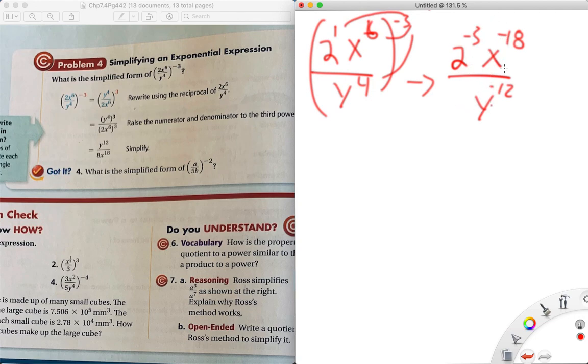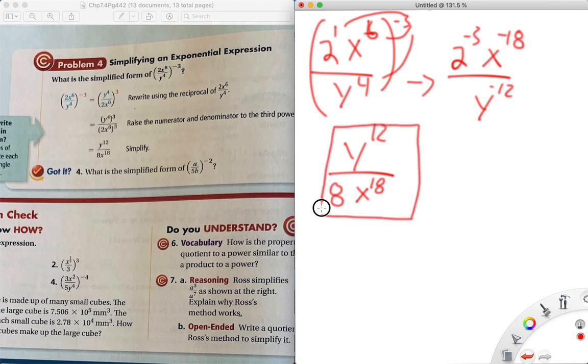Now that everything is negative, I can flip them. In your mind, you already know that these are simplified, and I can flip them. So the y to the negative 12 goes to the top, and the sign goes away. The 2 to the negative 3, 2 times 2 times 2 is 8, but it goes down to the bottom. So this is going to be 8. And then the x to the negative 18, again, goes to the bottom, and the negative sign goes away. So it's really a matter of when you decide to flip it.